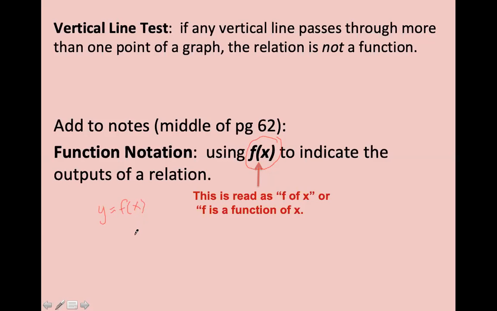So you're going to be seeing this function notation this year, and then in all your other math classes. It indicates the outputs of a relation. So again, x is what you put in, y is what you get out. So f of x is what you get out after you put your x values in.